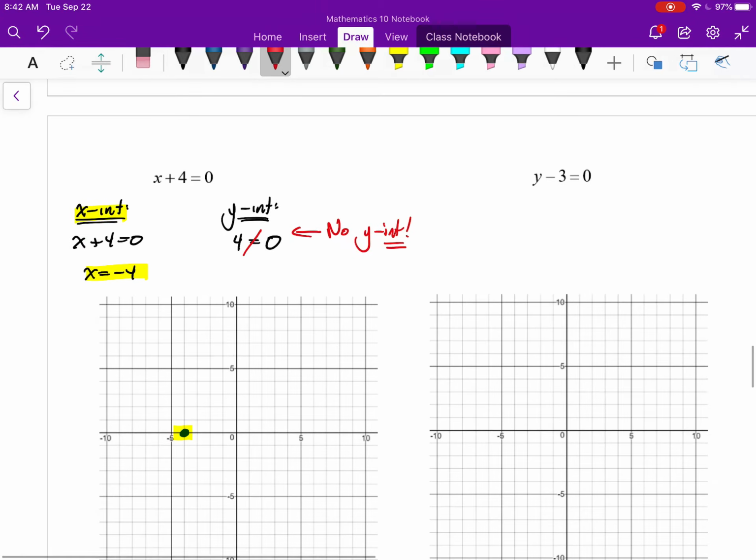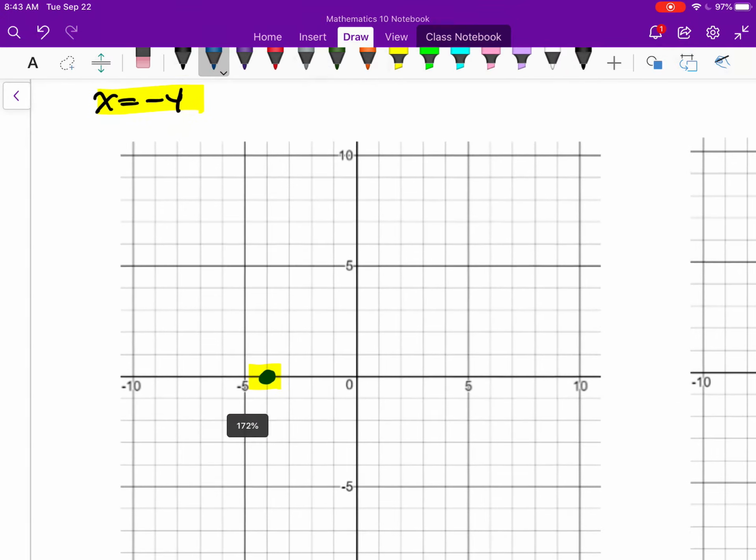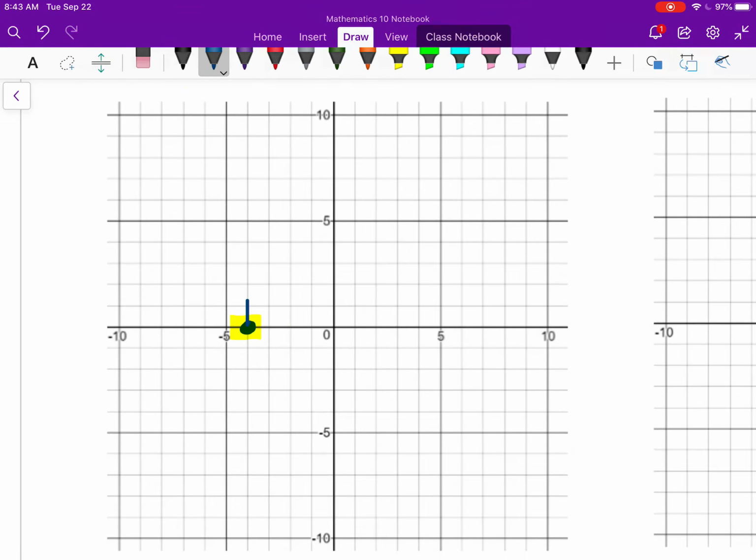And you may think, well, maybe it looks like this or something. Or sorry, I'll try that again. Maybe it looks like this. Well, eventually, if I continue my y-axis, it will have a y-intercept. So how can it never have a y-intercept and yet have an x-intercept of negative 4? The only way that can be is if it's a perfectly vertical line. And so this represents a perfectly vertical line.